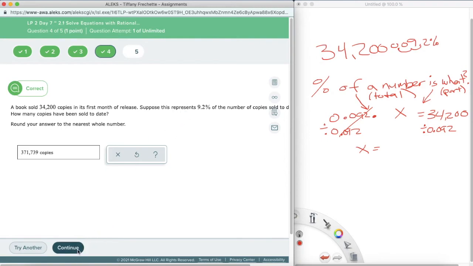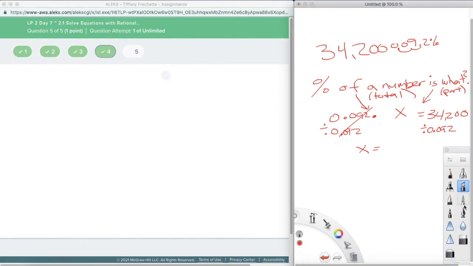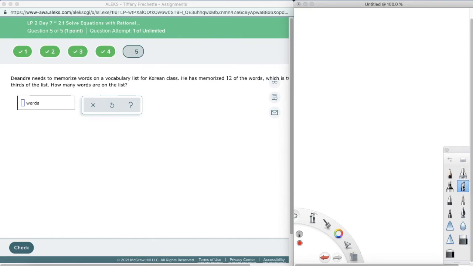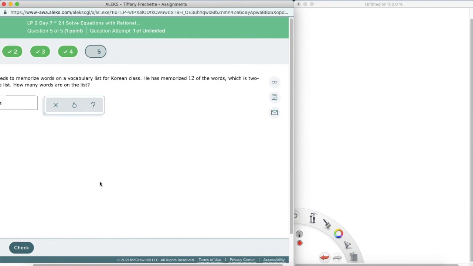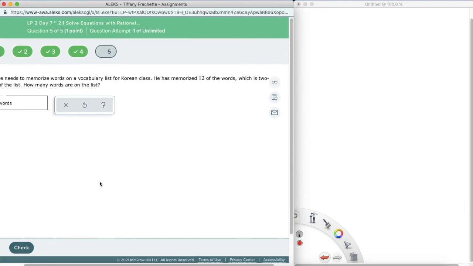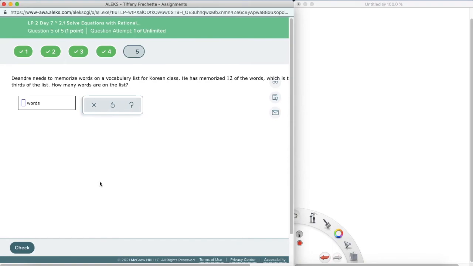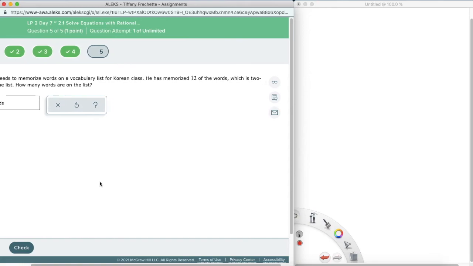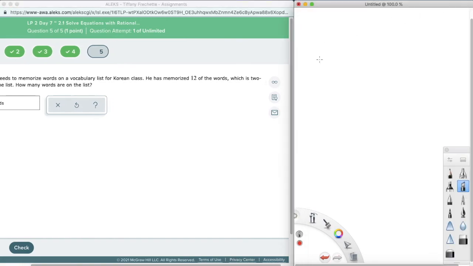All right, one more of these. And we have DeAndre needs to memorize words on a vocabulary list for Korean class. He has memorized 12 of the words, which is 2/3 of the list. How many words are on the list? So we can actually use the same method we just used. Instead of percent, it's a fraction, but it'll still work the same way.